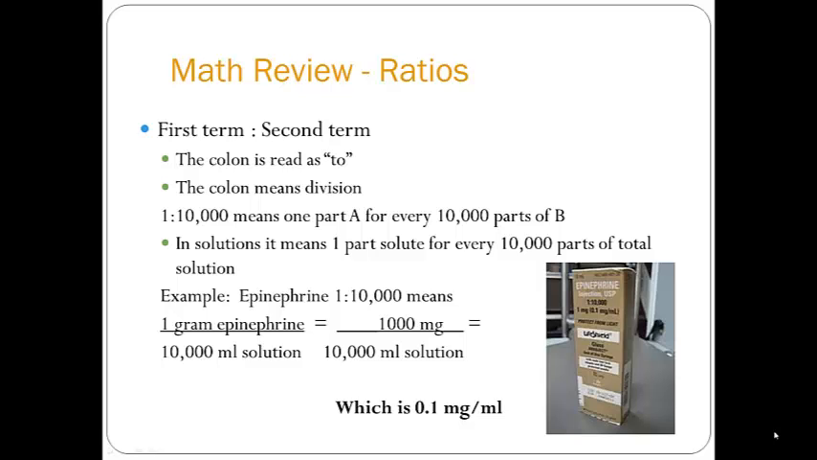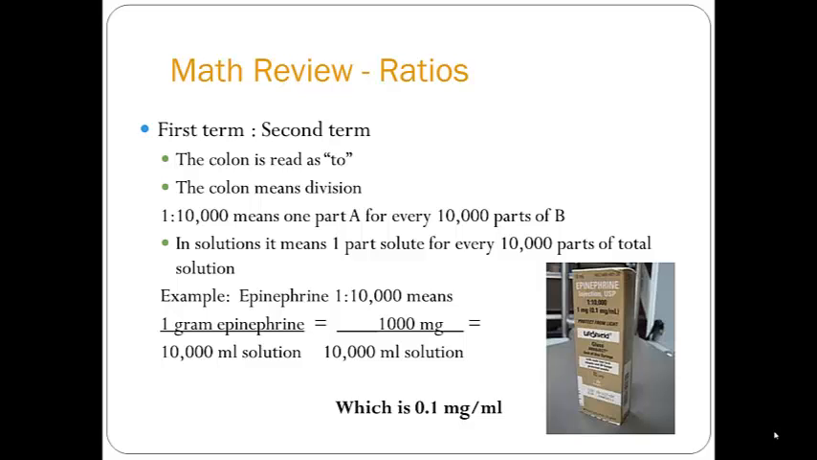Have you ever wondered what that 1 to 10,000 means on a box of epinephrine? Well, that's a ratio. Ratios are written with the first term followed by a colon followed by a second term, and when you speak it, the colon is read as the word "to." So in this instance, we have a 1 to 10,000 solution.